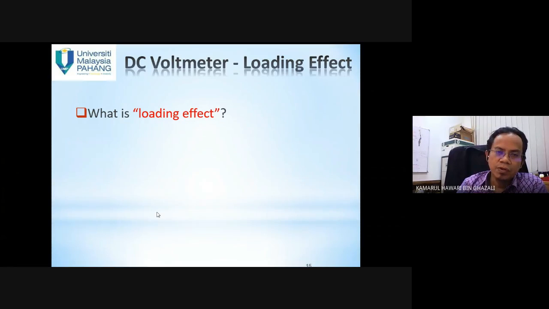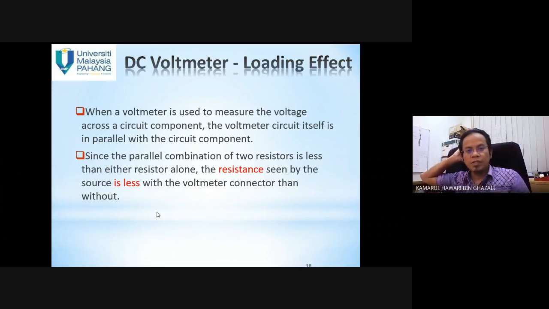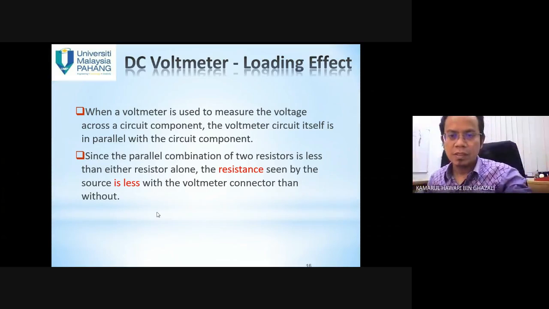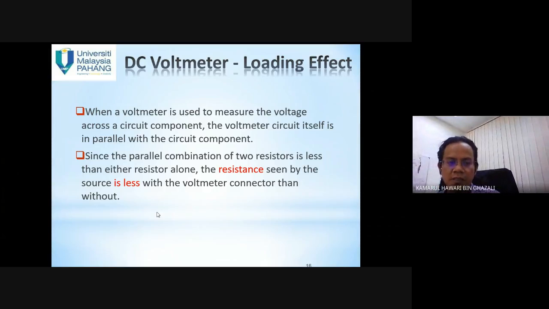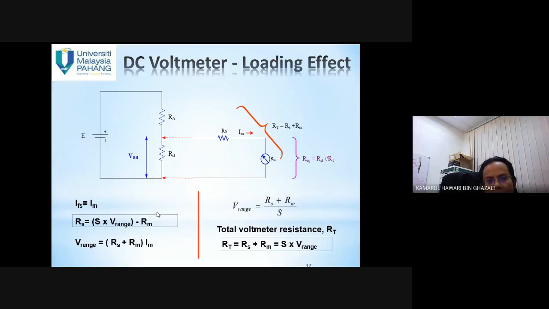Next is the loading effect. What is the loading effect in the DC voltmeter? When a voltmeter is used to measure the voltage across a circuit component, the voltmeter circuit itself is in parallel with the circuit component. Since the parallel combination of two resistors is less than either resistor alone, the resistance seen by the source is less with the voltmeter connected than without. This is the loading effect.